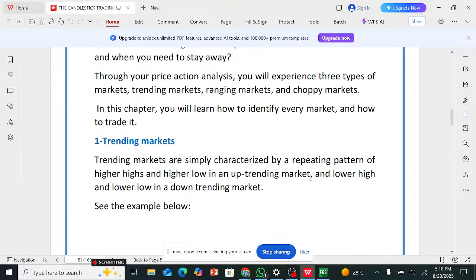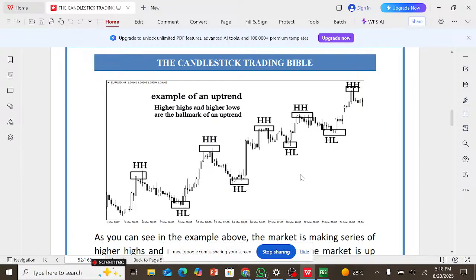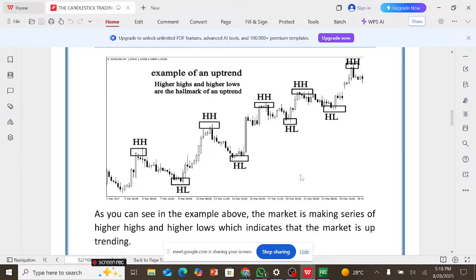Are you there? Yes. So we have a trending market, simply characterized by a repeating pattern of higher highs and higher lows in an uptrending market, and lower highs and lower lows in a downtrend. This is a bit complicated to understand, but using an example you are going to understand. This is an example of a market structure.